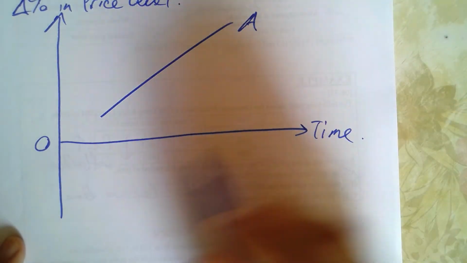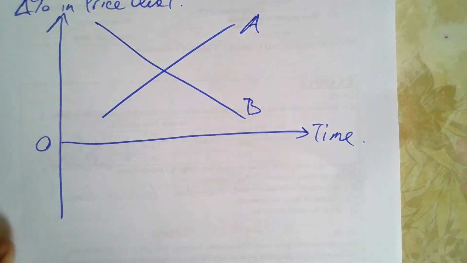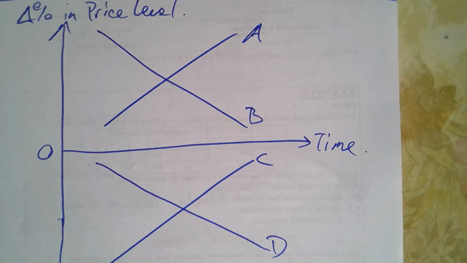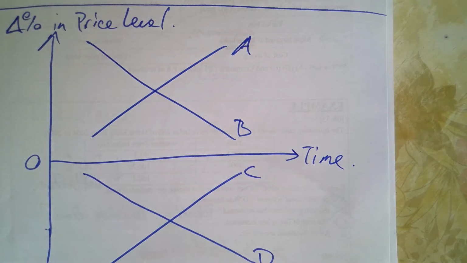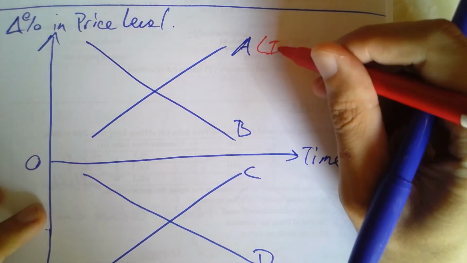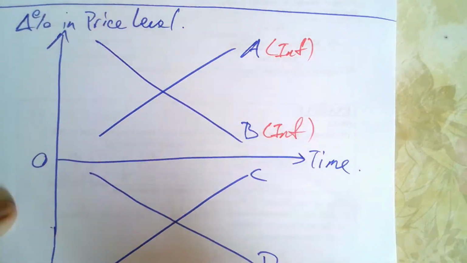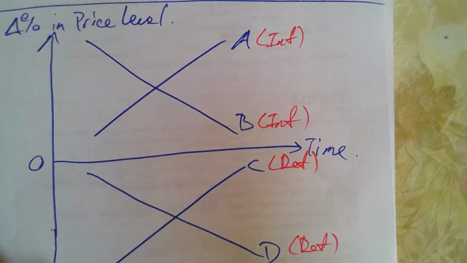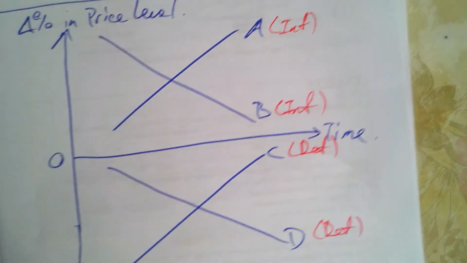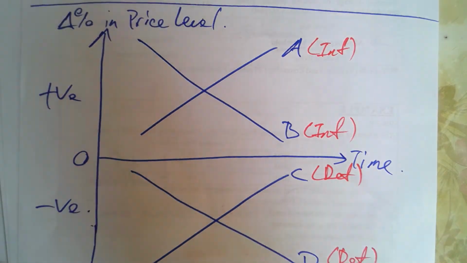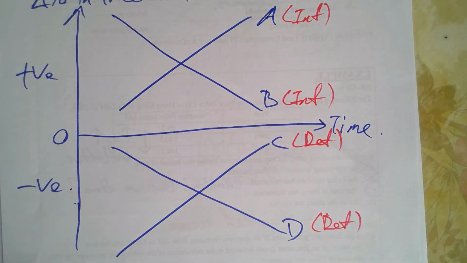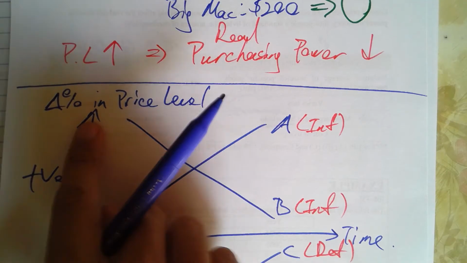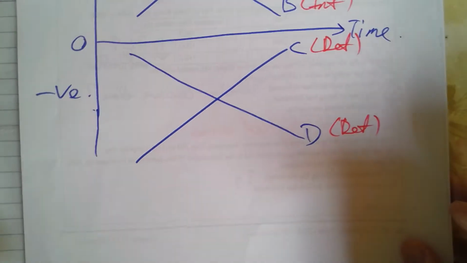Yeah, let me draw two curves. This is A, this is B, and then this is C, and this is D. Remember, A and B are both inflation. C and D are both deflation. Why? 为什么这个 inflation? This is downward sloping. But the important thing is that the rate of change is positive. Now, therefore, when you see in a graph, we are talking about percentage change in price level.